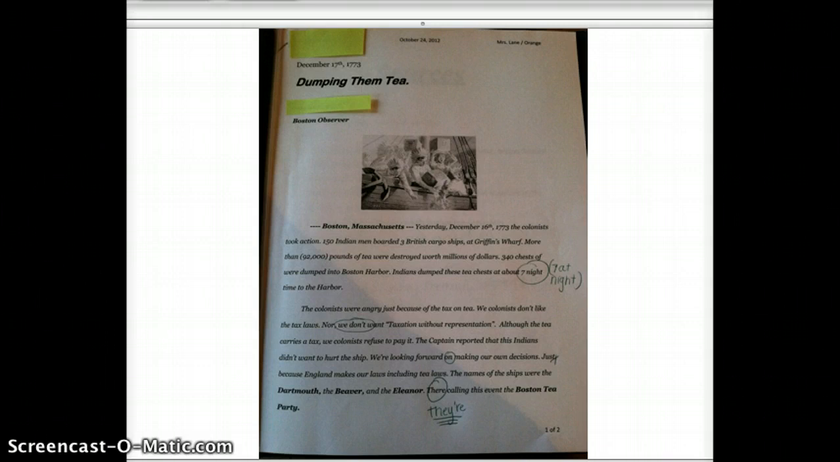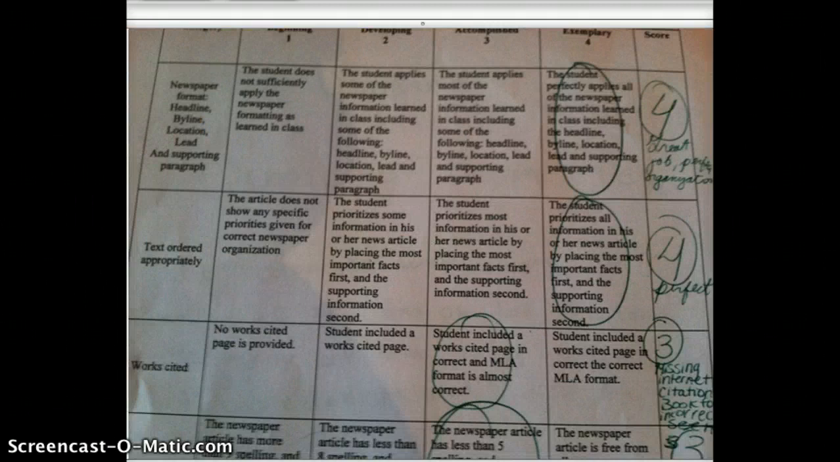And we'll use this page so it's not so blurry. If you're looking at the second category, the student got a 4. The student prioritizes all information in his or her news article by placing the most important facts first and the supporting information second, and I gave the student a 4. It says perfect on it.